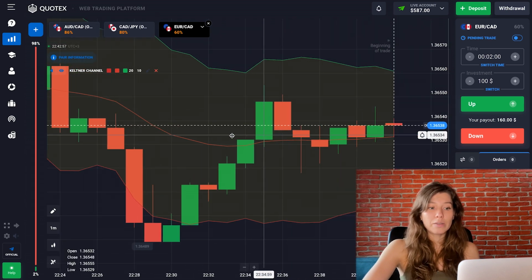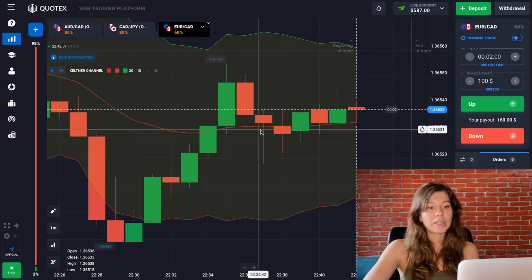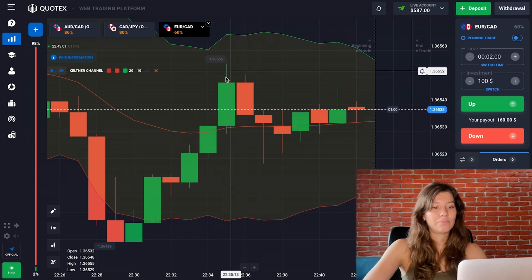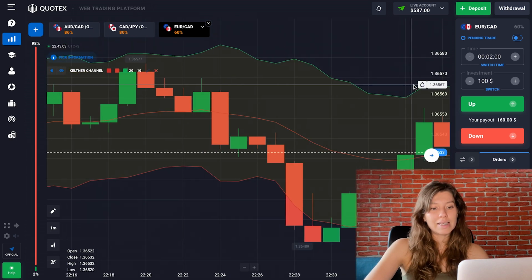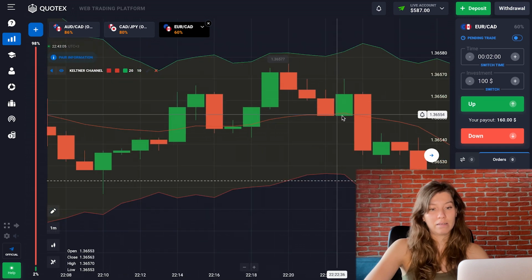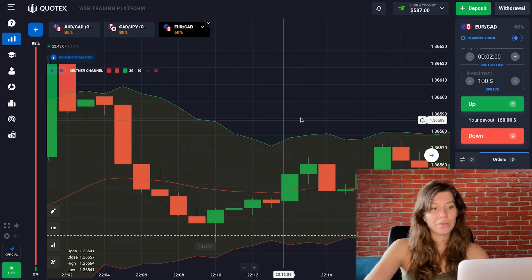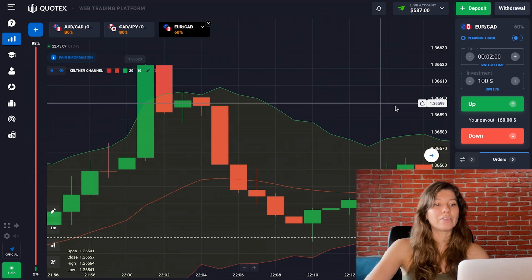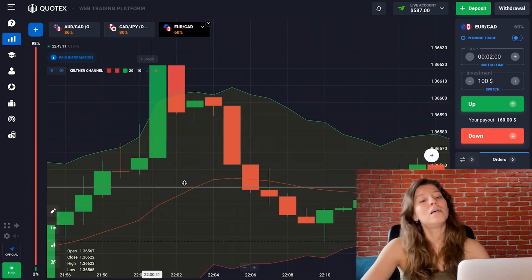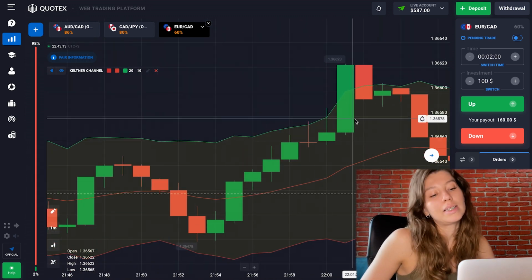In a downtrend, prices will trade close to the lower line, right? And a trader can seek to join aggressively in the direction of the trend when prices retrace to the middle line. The middle line is very important, as I told you before.